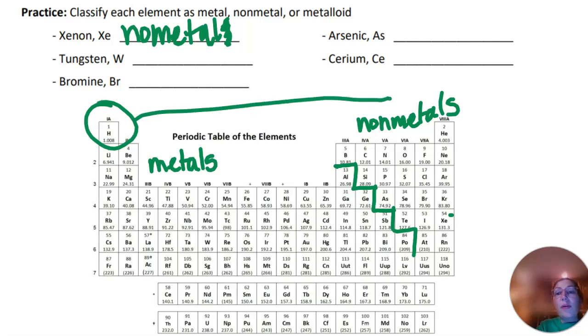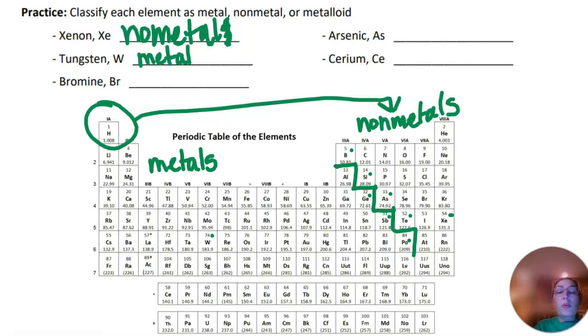Hydrogen, in terms of properties, goes over here with the non-metals. And the metalloids are boron, not aluminum. We know that's a metal. Silicon, germanium, arsenic, antimony, tellurium, and polonium for the most part. Okay, so we've got tungsten, W, that's atomic number 74. And so that is most definitely a metal.